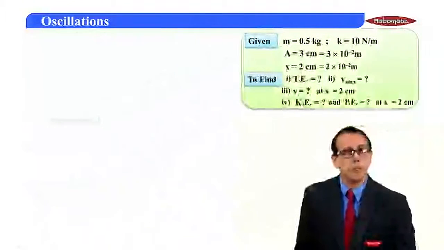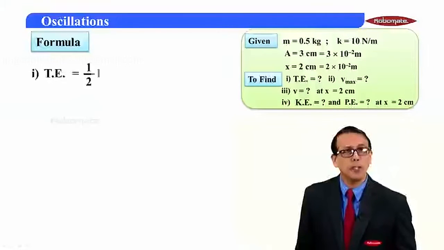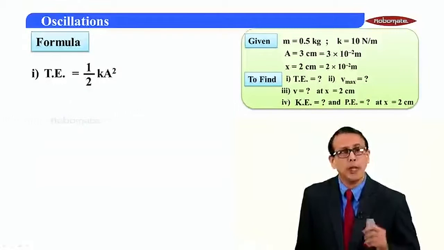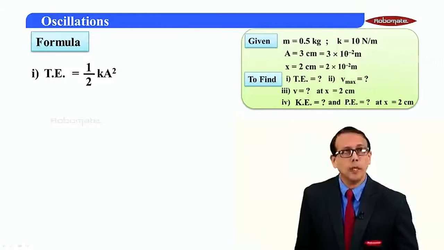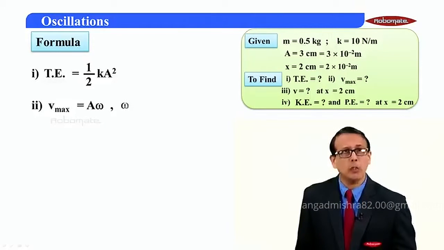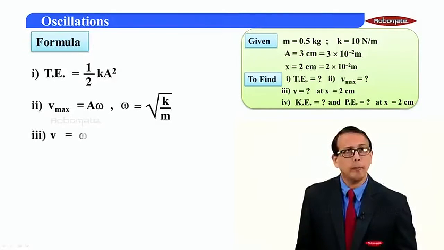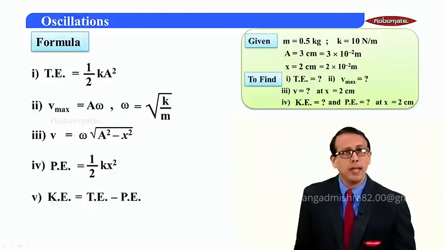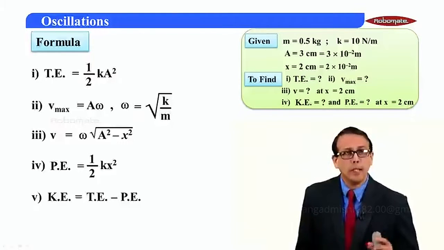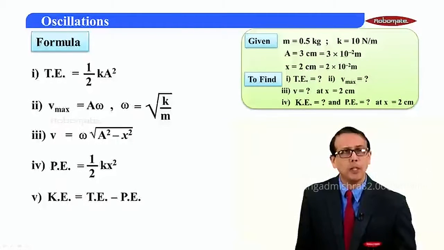Let's see the respective formula, students. The first term, total energy, the formula is half k a square. In this case, since k is given, this will be a better formula to solve total energy. The next term, V max is A omega, but omega is not given, hence I have also to use the formula omega is root k by m. The next term, instantaneous velocity, v is omega root a square minus x square, potential energy is half k x square, and kinetic energy no doubt has its own formula, but since if we find total and potential energy, the better for easy calculation is kinetic energy is total energy minus potential energy.